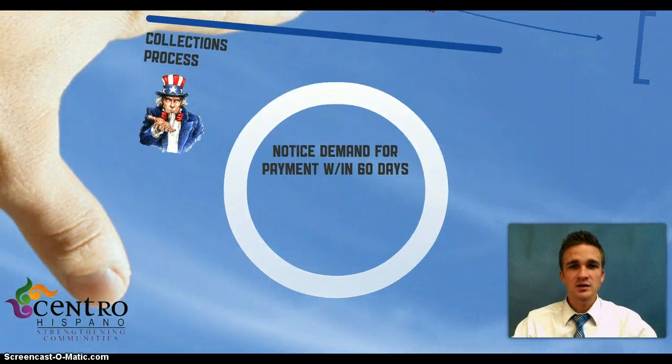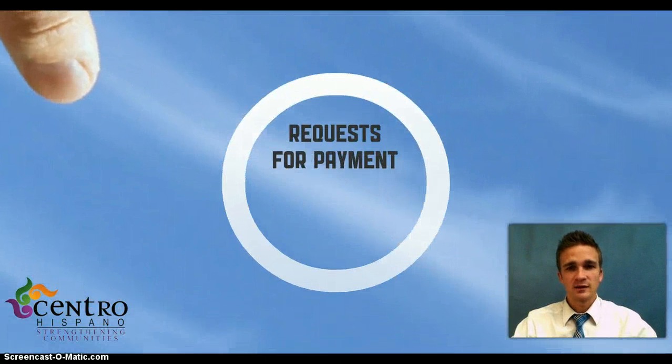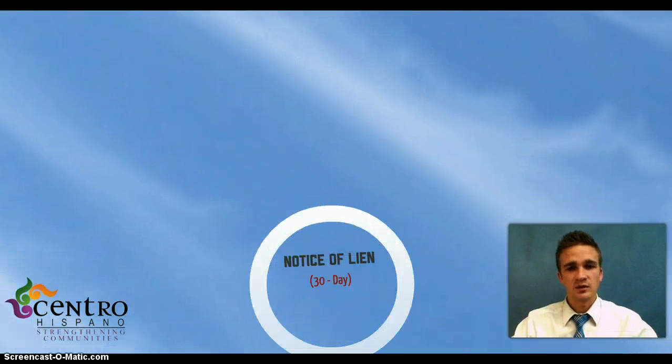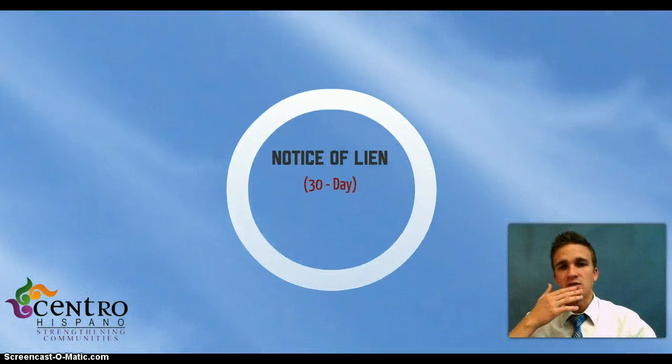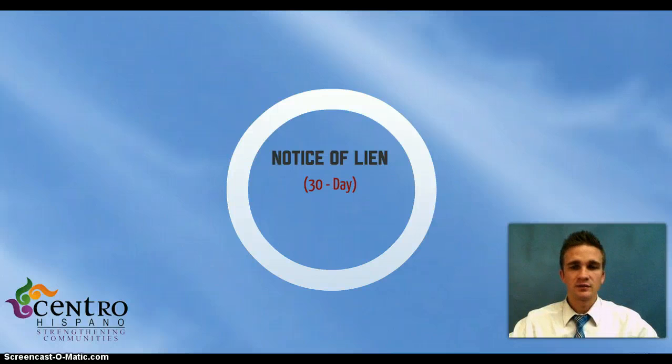And then we have the notice of demand of payment within 60 days, followed by a series of requests for payment, potentially, and then you'd have a notice of lien, followed by a notice of levy that we're going to get into. Now, it's important to note at this point the difference between a lien and a levy. A lien is basically just the IRS stating that they have the right to take property in the payment of a debt that you have with them, and then the levy is the actual collection on that debt. So where they actually come and seize your property.